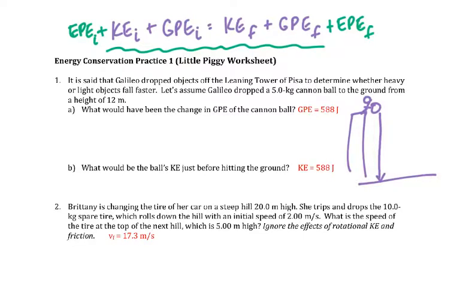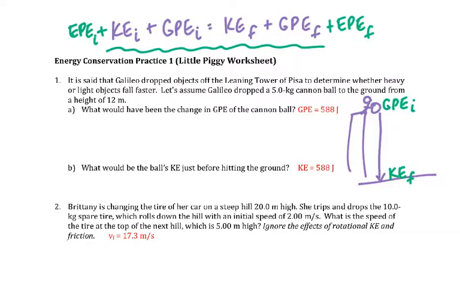So at the beginning, the objects have GPE, right? Galileo is holding them at rest before he drops them, so they do not have KE. There's no reason to believe anything elastic is going on. And so that means the only kind of energy initial is GPE. And then as they fall, they lose GPE, right, as they lose height, and they gain KE as they increase in speed. So as the object hits the ground, all of the energy is now final kinetic energy.